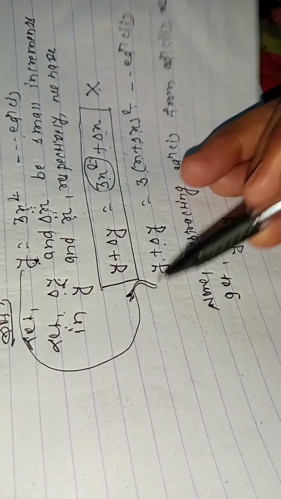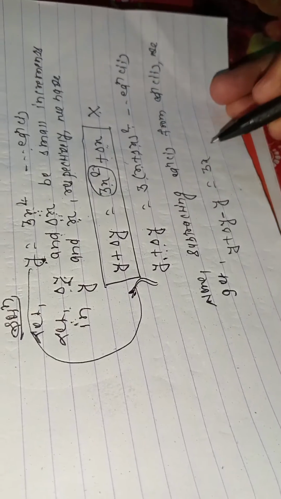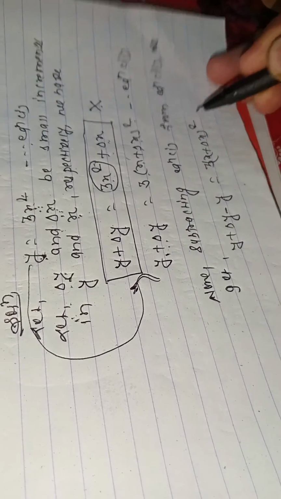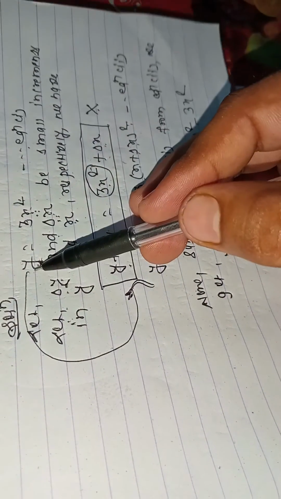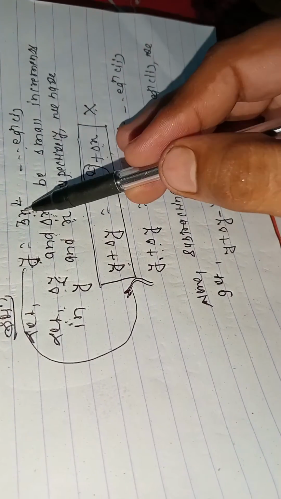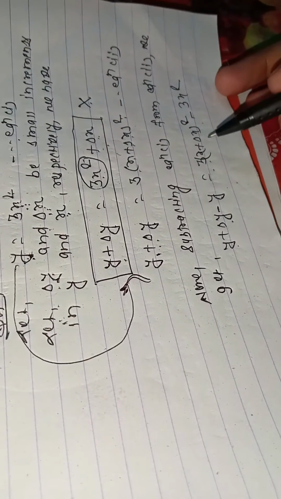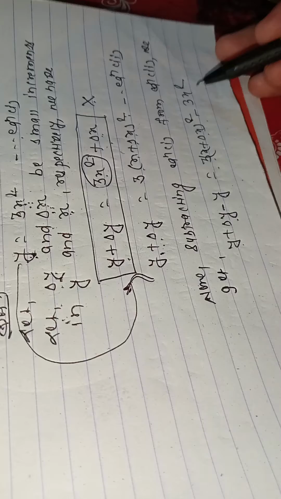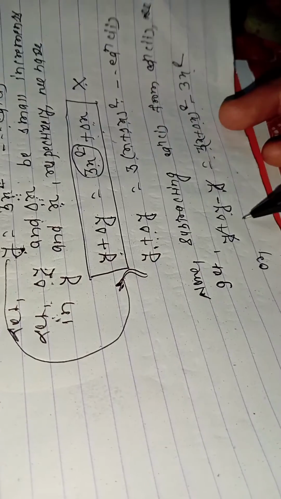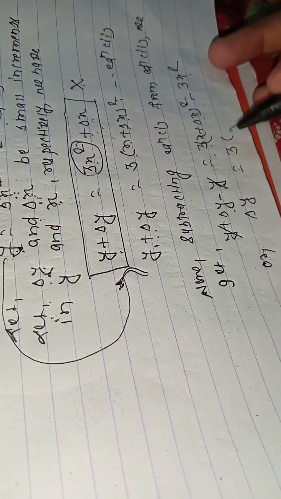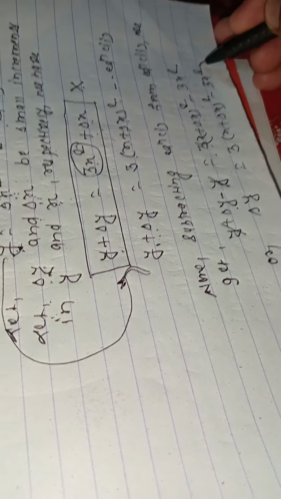LHS minus LHS. So y plus delta y minus y equals 3(x plus delta x) whole square minus 3x square. LHS minus LHS, RHS minus RHS. So y plus delta y minus y equals 3 times (x plus delta x) whole square minus 3x square. So simply you cut y minus y and you write down here delta y equals 3(x plus delta x) whole square minus 3x square.